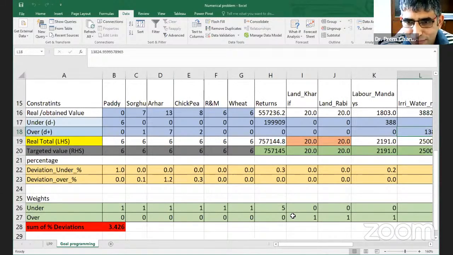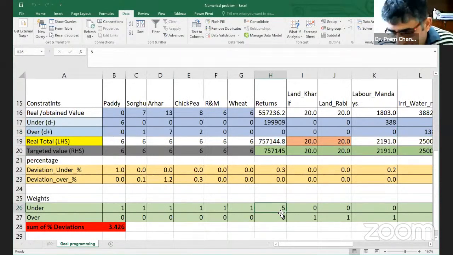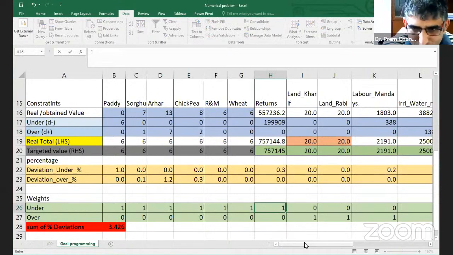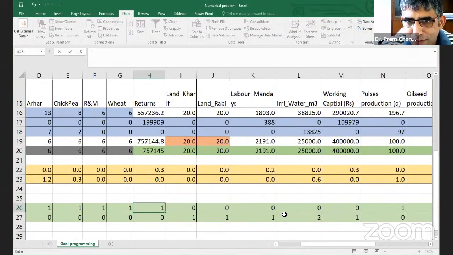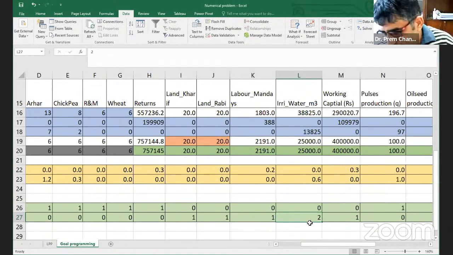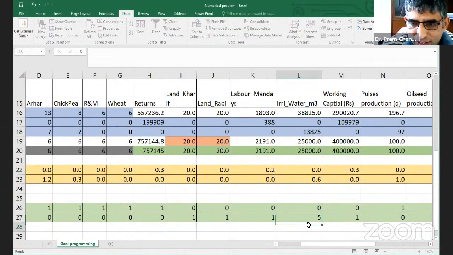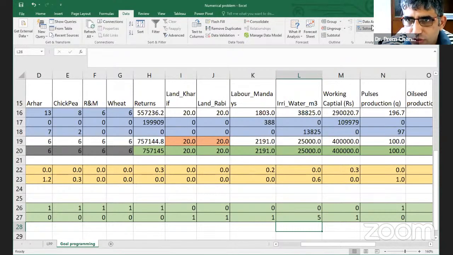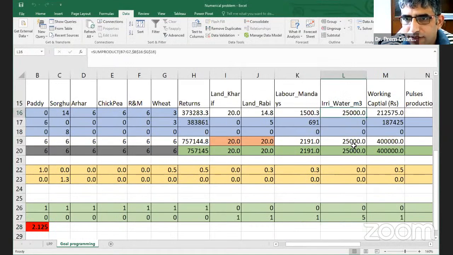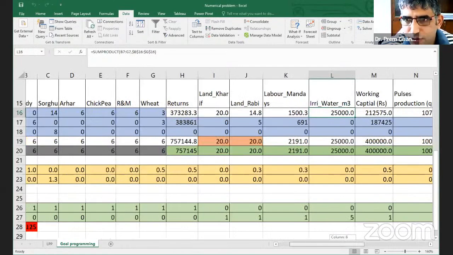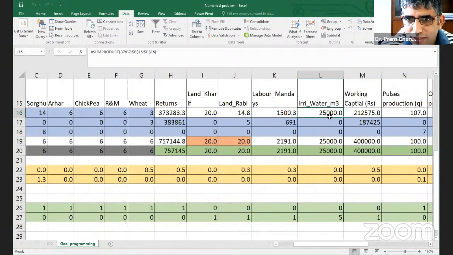If I give more weightage to, suppose I am not giving weightage to this one, rather I am giving more weightage to water, I can do it. So, okay, yeah, it has given more priority to water. You see, water remained within the limit.